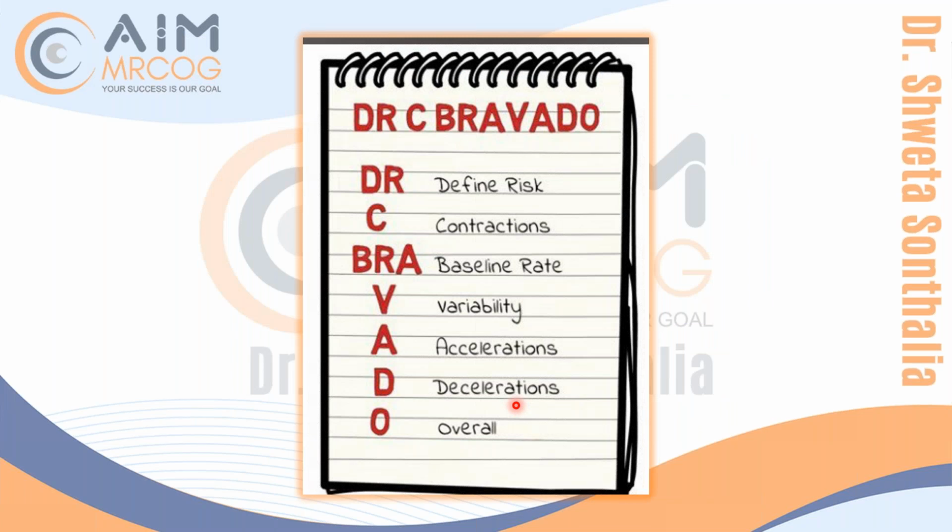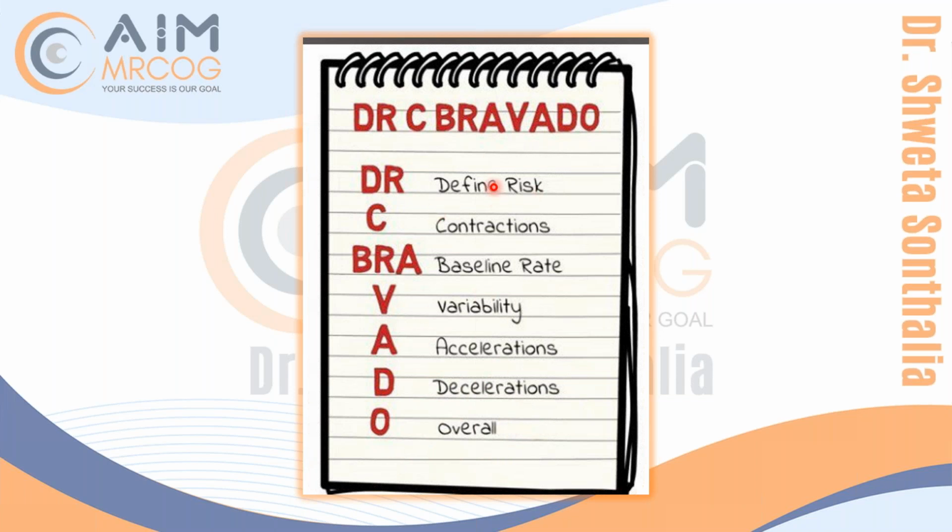Now, whenever you see a CTG, it is not only CTG reading, it is the full reading of the mother scenario. So it comes under the heading of DR C BRAVADO. If you are a formula person, it's good to remember it like this. DR is define risk, C is contraction, BRA is baseline rate, V is variability, A is acceleration, D is deceleration, and O is overall outcome of the scenario.